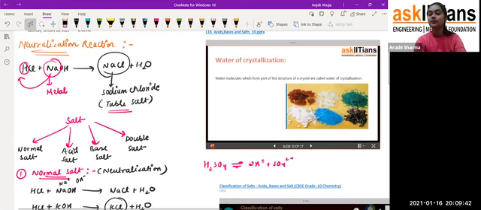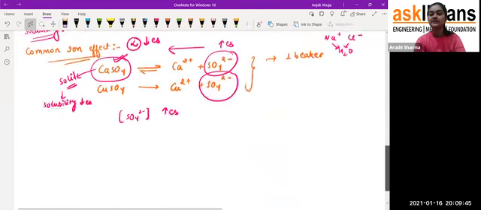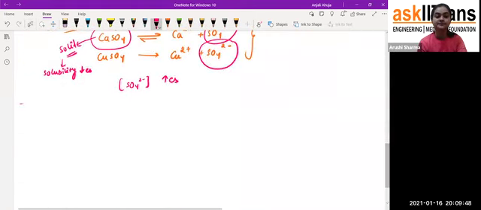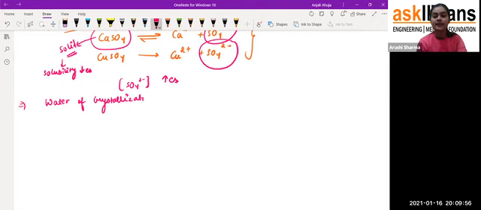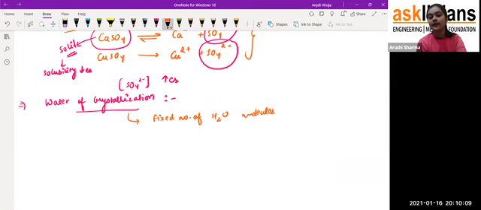So, students, if I ask what the water of crystallization is for copper sulfate, it is just that: water of crystallization. You can say it is the fixed number of water molecules present in one formula unit of salt.